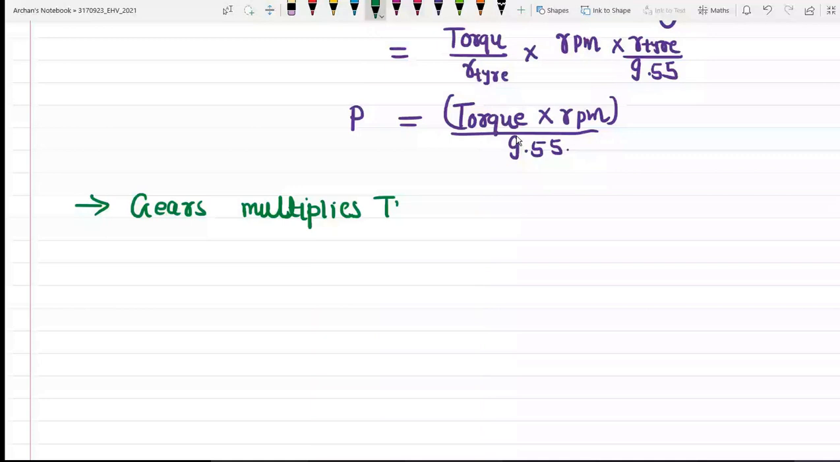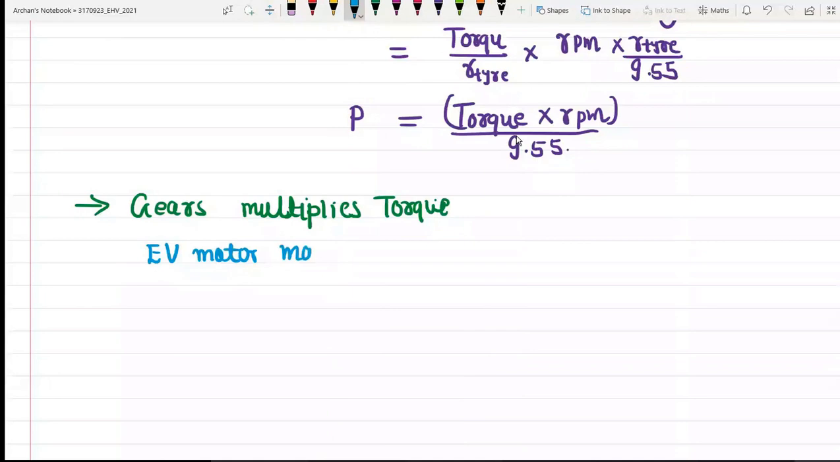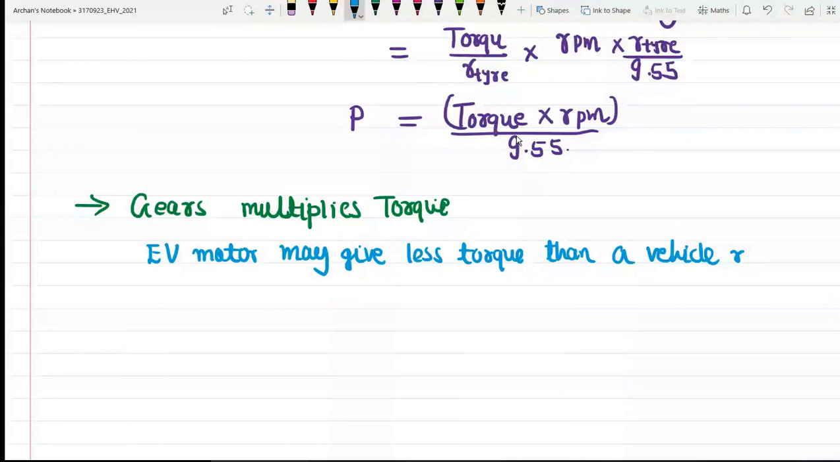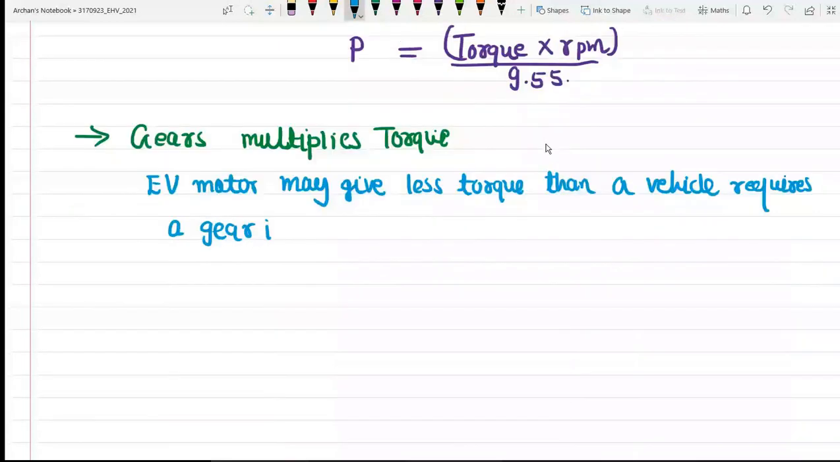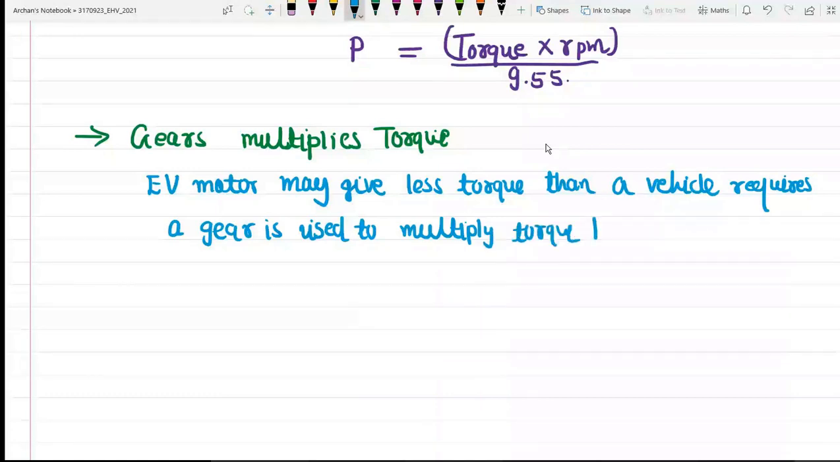Okay, why? Because the electric vehicle motor may give less torque than the vehicle desires or requires. Okay, and this is the reason why we are using a gear to multiply the torque. So gear is used to multiply torque by some factor, say n.